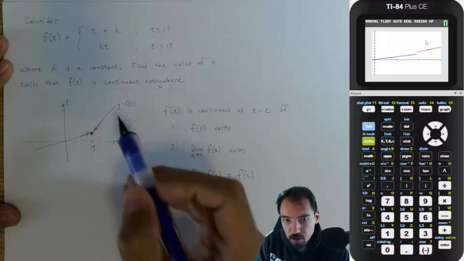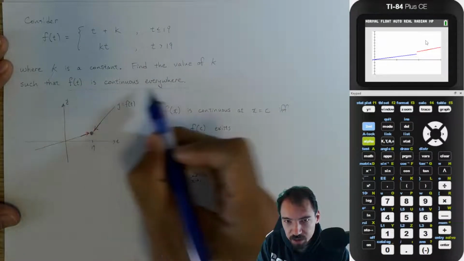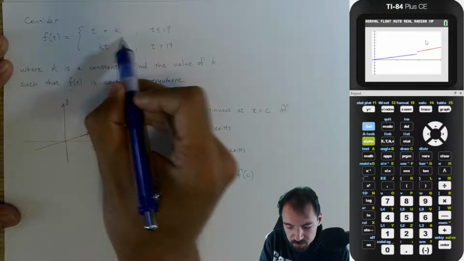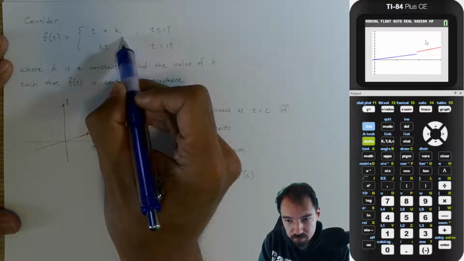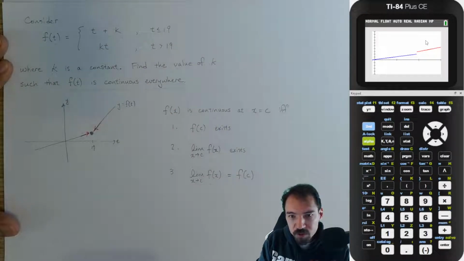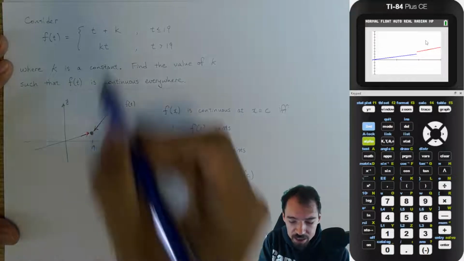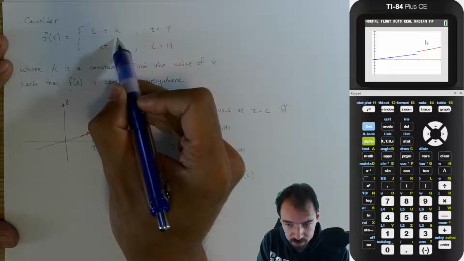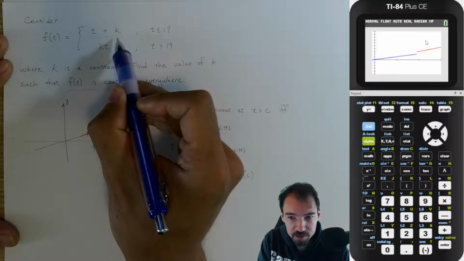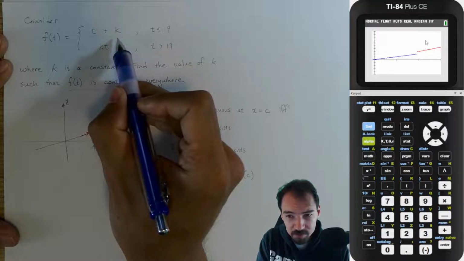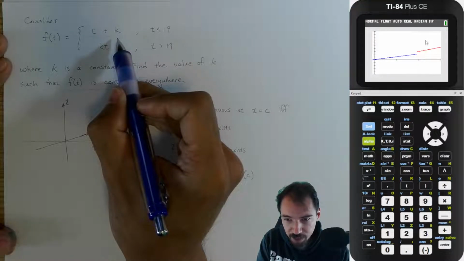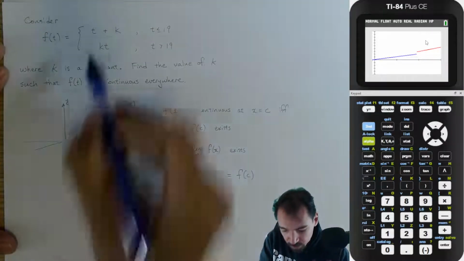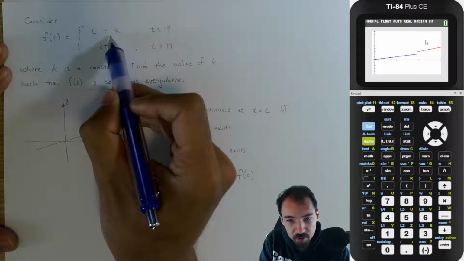We need f of t to be continuous everywhere. Well, this right here is a linear function. And for now, we're going to take for granted the fact that any linear function is continuous over its entire domain. In fact, any polynomial function is continuous over its entire domain. And we haven't proven that. I haven't even talked about how we would prove it. We're just going to take it for granted for now. So this linear function is continuous everywhere on its domain.